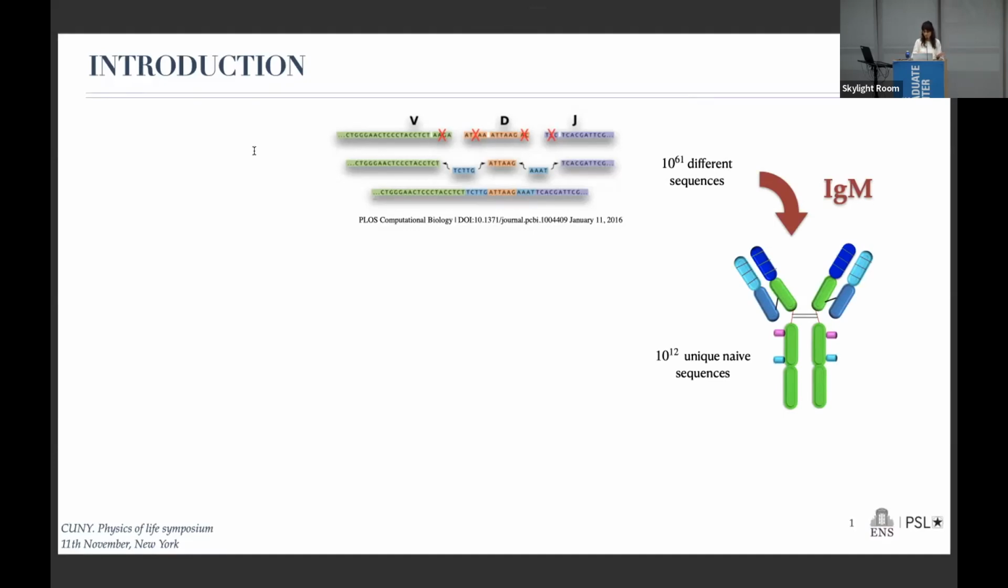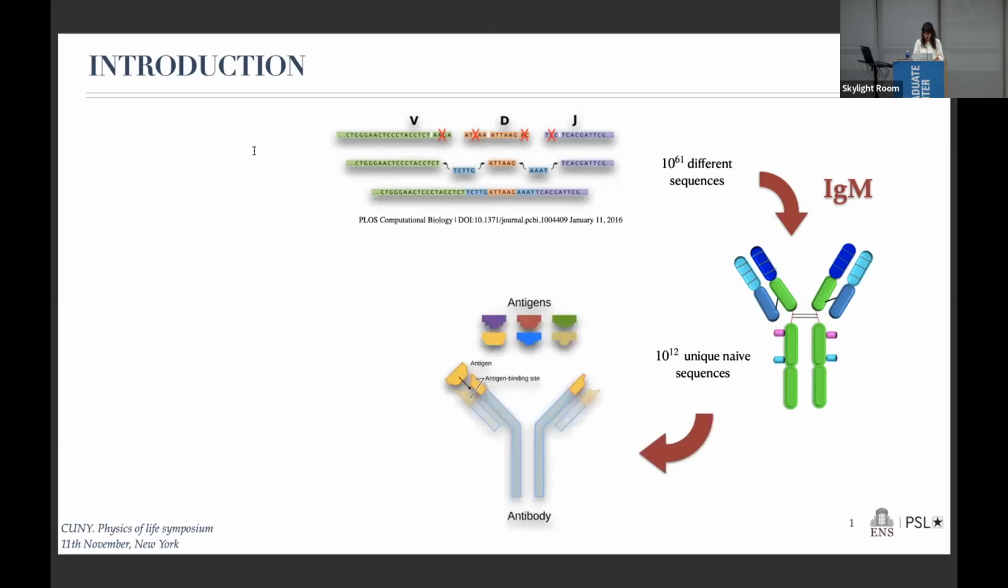As a result of this VDJ recombination, we have a protein that is functional but has low affinity for antigens. It is estimated that in our bodies, we have a repertoire. When I say repertoire, I mean the set of cells with different receptors. So we have around 10 to the 12 different of these kind of receptors that are called IgM.